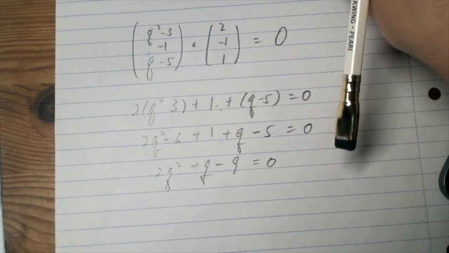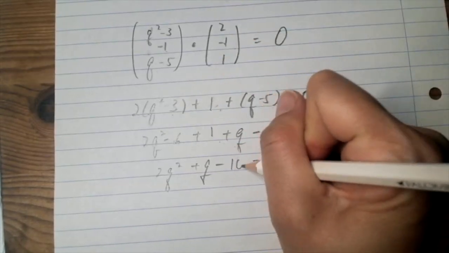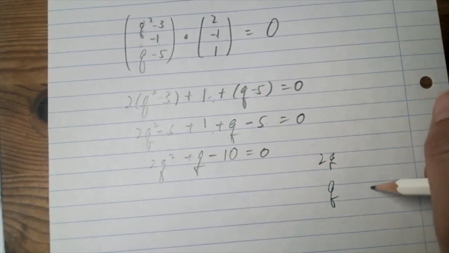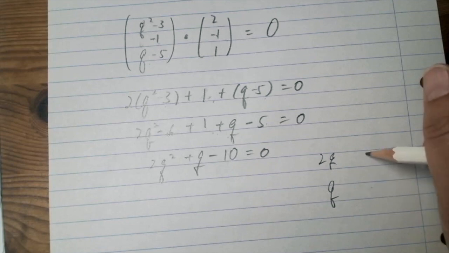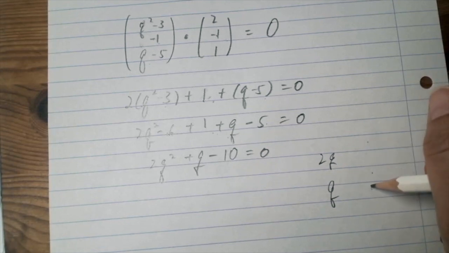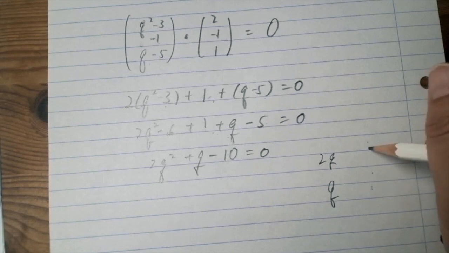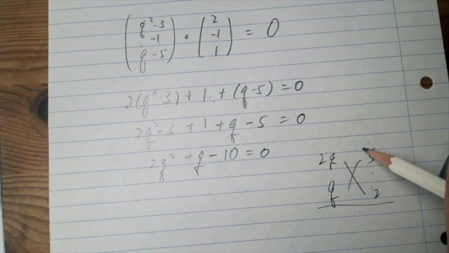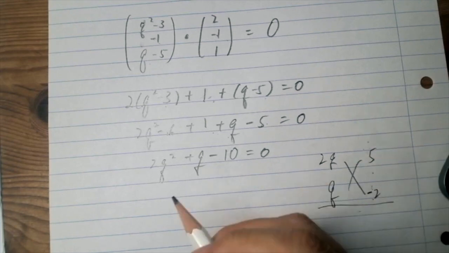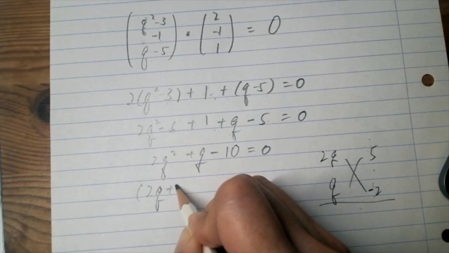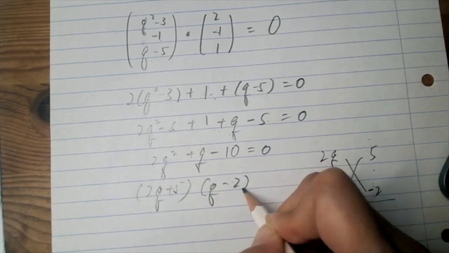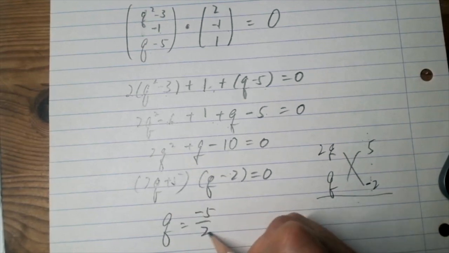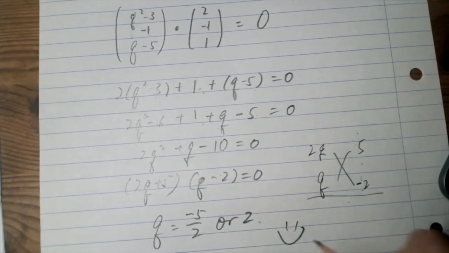All right, so now problem solved. I got negative 10 here. So now I could use the cross method. So I have 2, 5, 5, 2. So I need a negative somewhere. So I will have 2q plus 5 and q minus 2 equals 0. So q should be equal to negative 5 over 2 or 2. And that's our answer.